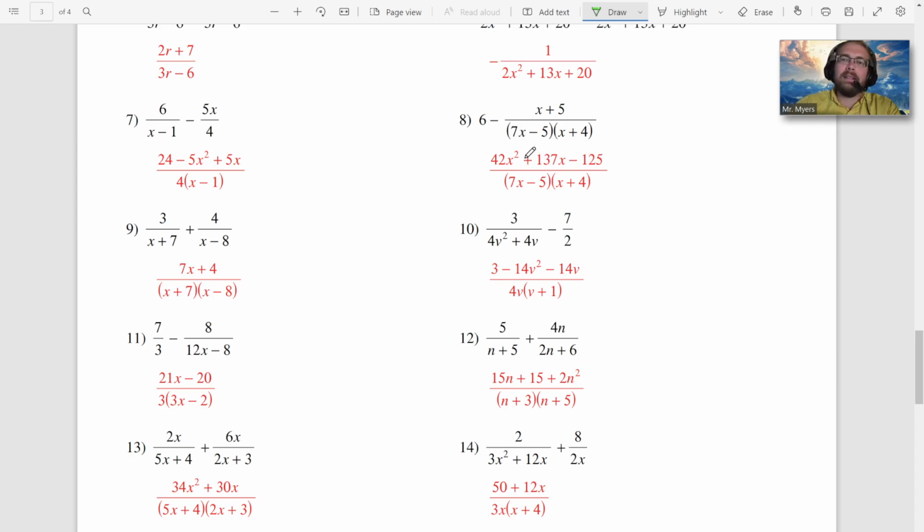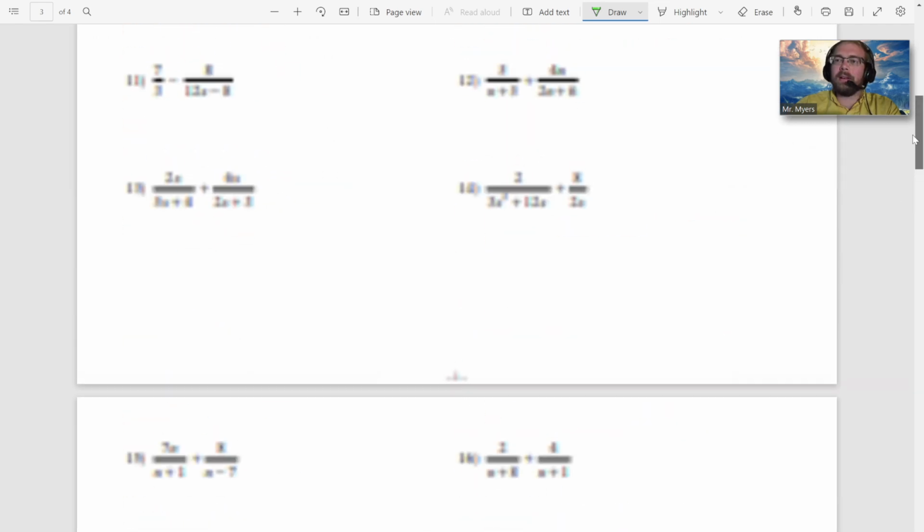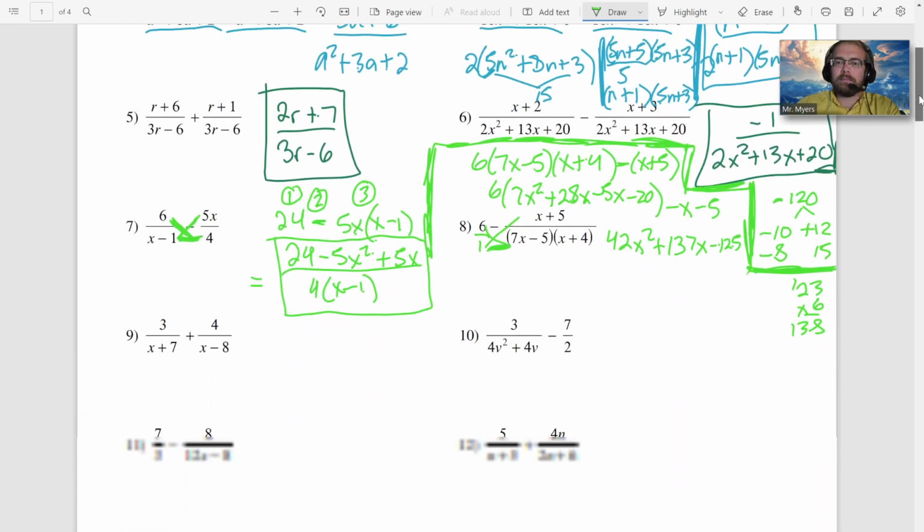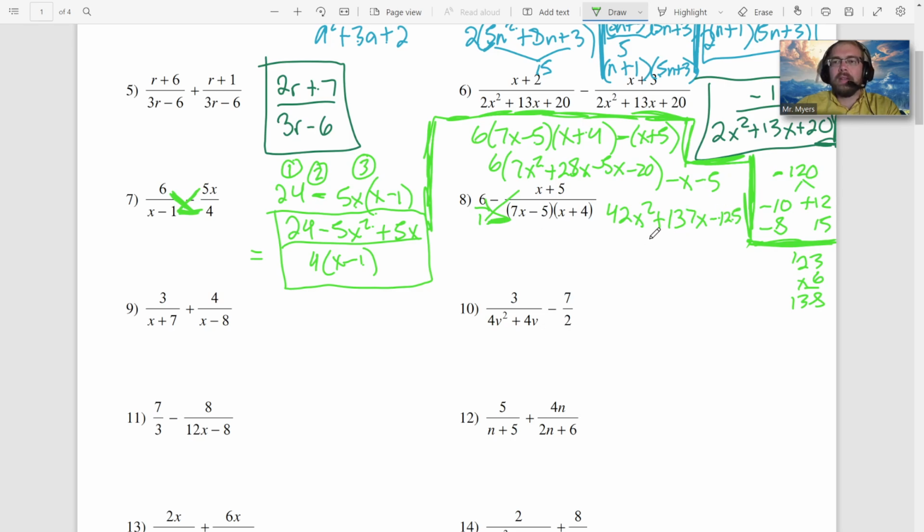Yeah, okay. So 42, 137, minus 125. They multiplied it all out just like I did. 42, 137, 125. So, we know that we did everything right. It's just nothing's going to factor. And this would have been really annoying to check. 42 times 125, and then we want factors of that give us 137. Yeah, no thanks. That's insane.